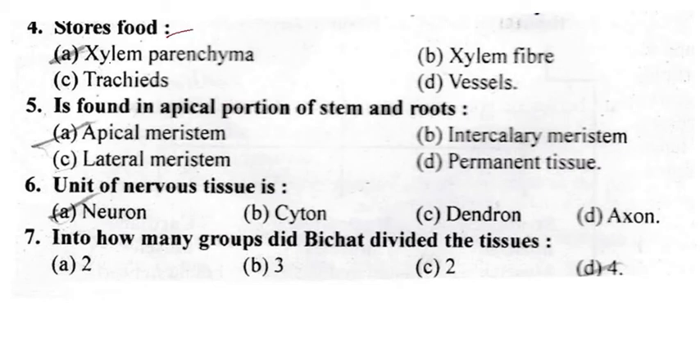Stores food, in which tissue? Xylem parenchyma stores food. Then, it is found in the special portion of the stem and roots, that is the apical meristem. Now, the unit of nerve tissue is the neuron. And into how many groups is tissue divided? That is four.